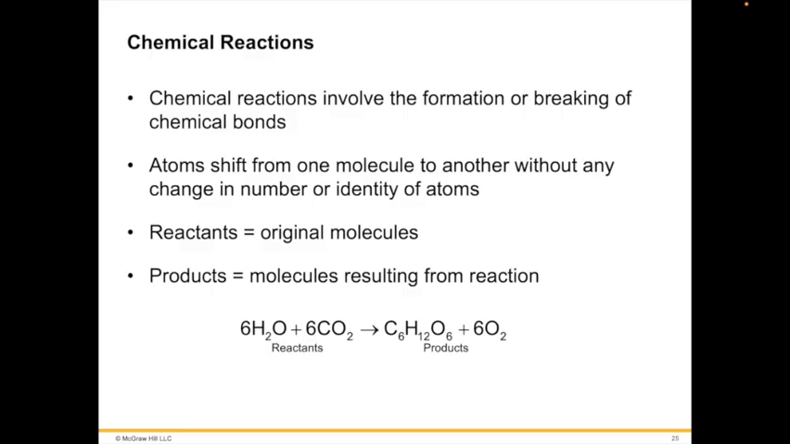For example, you have 6 water molecules plus 6 carbon dioxide molecules, those two reactants yielding products: glucose and oxygen, C6H12O6 plus 6O2. You may recognize this equation as a simplified form of the photosynthesis reaction in which water and carbon dioxide are combined to produce glucose and oxygen. Most animal life ultimately depends on this reaction, which takes place in plants. You'll learn about this in Chapter 8.